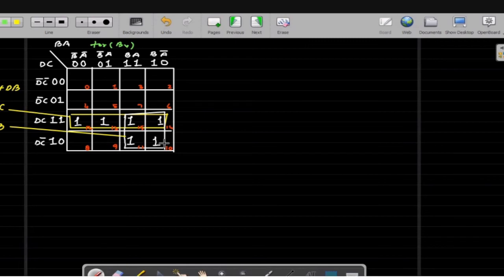Now, can you write all the Boolean expressions here? We can write them now. So the simplified Boolean expression for B naught is B naught equal to A.